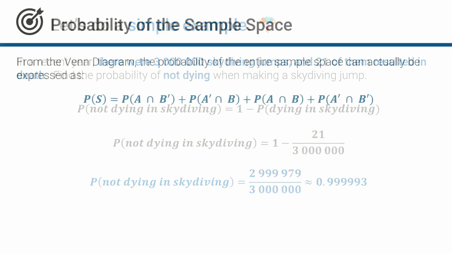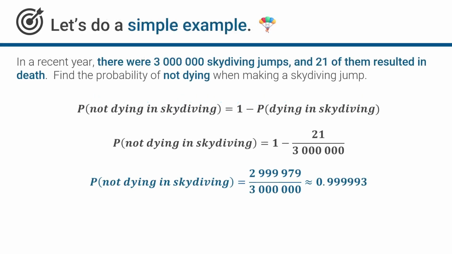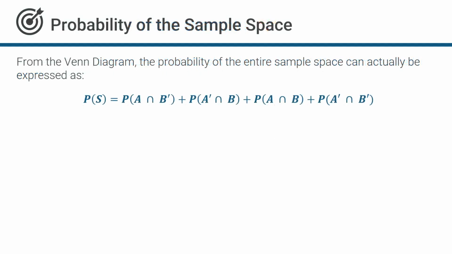Later on we'll be doing some exercises for this, just like what we did in the class, so that you can have some ways to answer them. Alright, so from the Venn diagram, the probability of the entire sample space can actually be expressed like this.